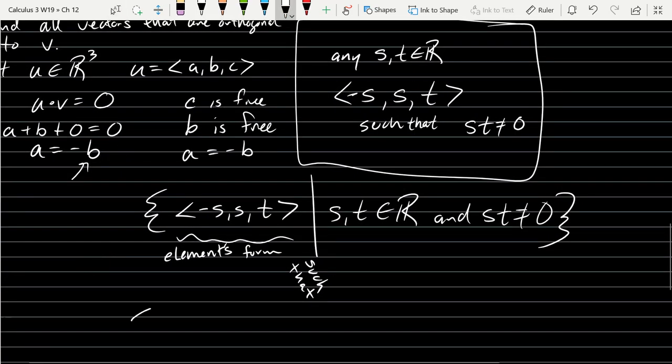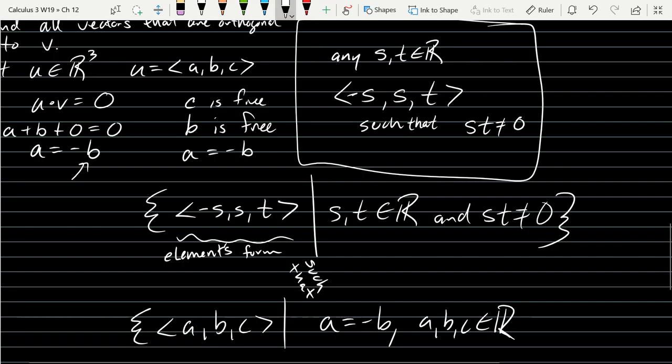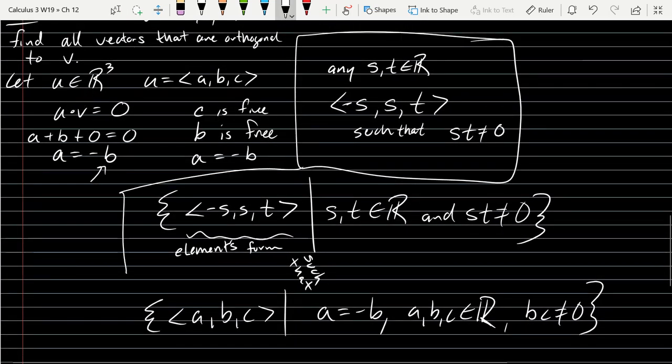If you want to write out even more stuff, you could write A, B, C such that A equals negative B, A, B, and C are real numbers, and B, C are not zero, B, C not equal to zero. I like to write it in the upper form. It's just less writing than the lower one. But I would take either of these two to be the correct way to describe all vectors.